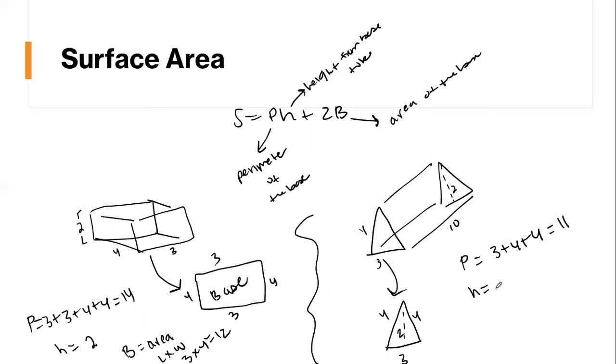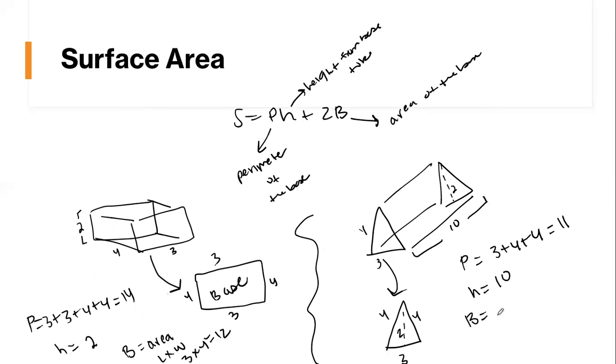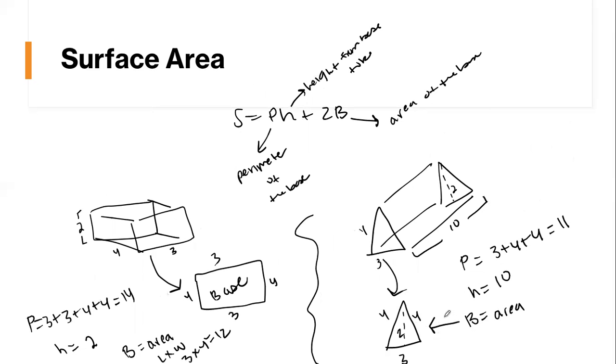The height, remember, is from base to base. It's the number that has nothing to do with the base. So I'm not looking at my base. I'm looking at the height from triangle to triangle, which would be 10. And capital B is the area of the base. Well, I'm looking at my base now, only looking at my base.